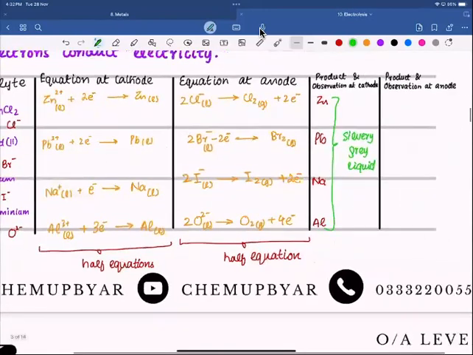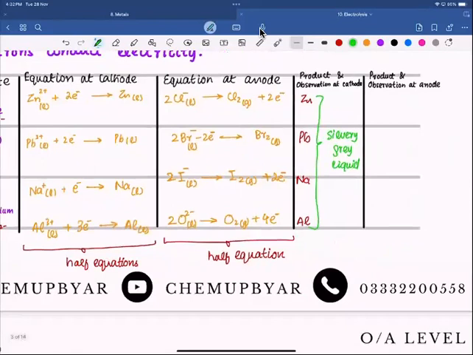Now, what are the products at anode? Chlorine. It's gas. Then bromine, it's also a gas. Iodine also gas, and oxygen. Why are these all gases? Because of a higher temperature. We are doing the electrolysis of molten compound.